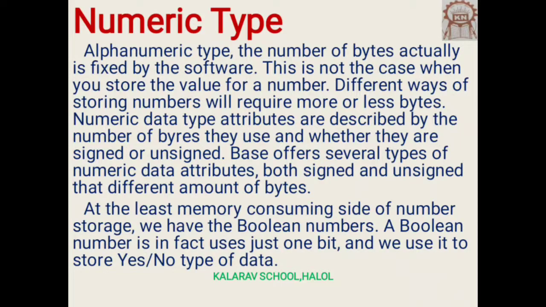On the least memory consuming side of number storage, we have the Boolean numbers. A Boolean number is in fact used just as one bit, and we use it to store yes or no type of data. If you want to store data like yes or no, then you select the Boolean data type.